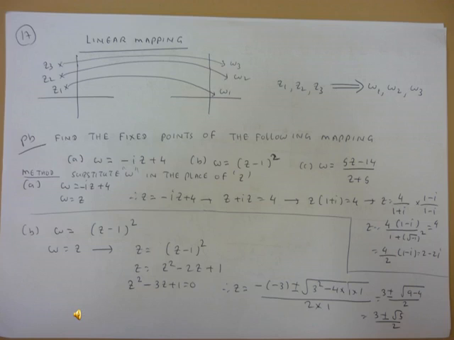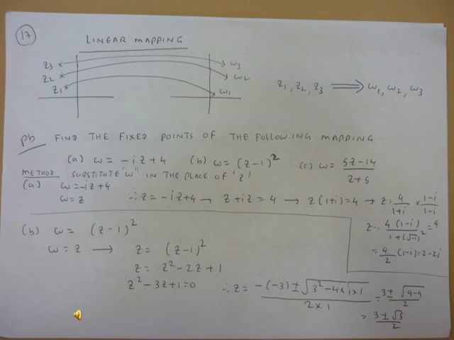The problem is: find the fixed point of the following mappings. A: omega equal to minus iz plus 4, B: omega equal to (z minus 1) squared, and C: omega equal to (5z minus 14) divided by (z plus 5). So we have to find the fixed point. The method is to substitute omega with z in the equation. For omega equal to minus iz plus 4, you substitute z in the place of omega, so that will be z equal to minus iz plus 4.